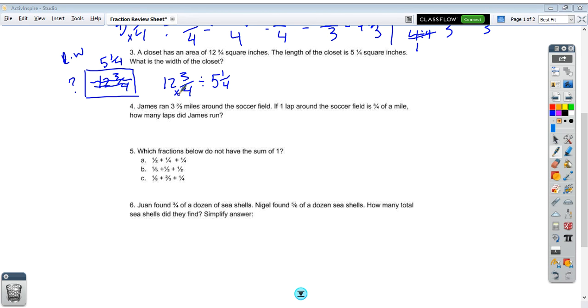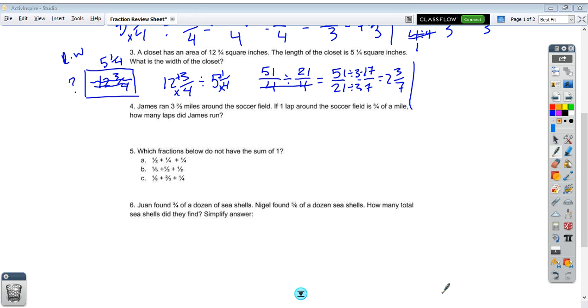So 4 times 12 is 48. 48 plus 3 is 51 over 4. 4 times 5 is 20. 20 plus 1 is 21 over 4, and we're dividing. We have the same denominator, so I can use the common denominator method, which means I just forget about these, and I do 51 divided by 21. I get 51 over 21, which can simplify. It divides by 3, and I get 17 sevenths, which is 2 3/7.